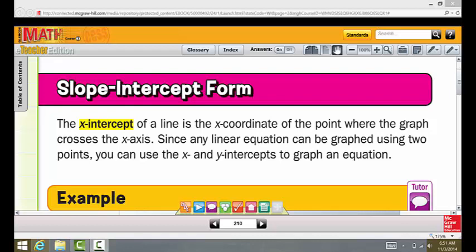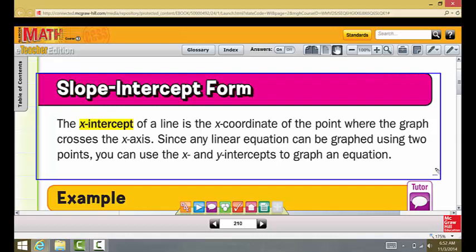Right, this is section 3-5. We are going to learn how to graph a line using intercepts. First thing I want you to do is put this important concept in your book about slope-intercept form.